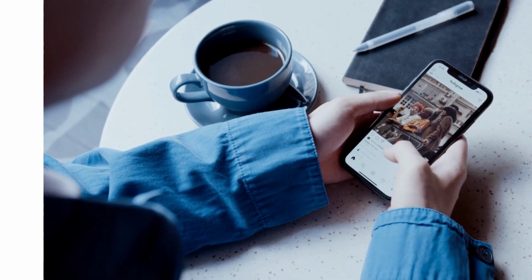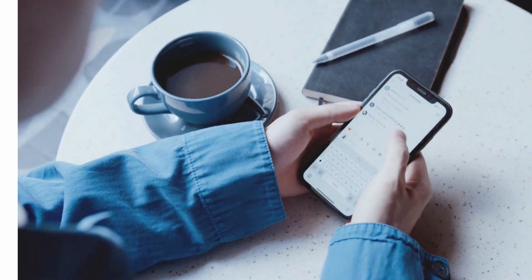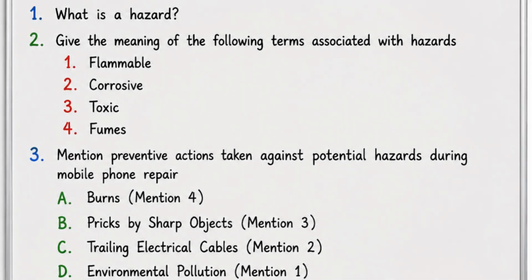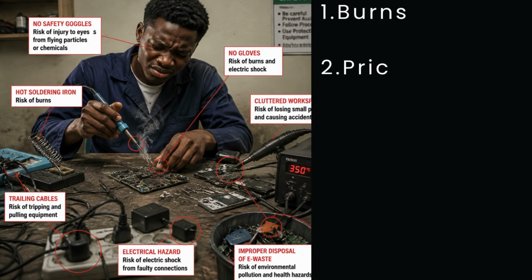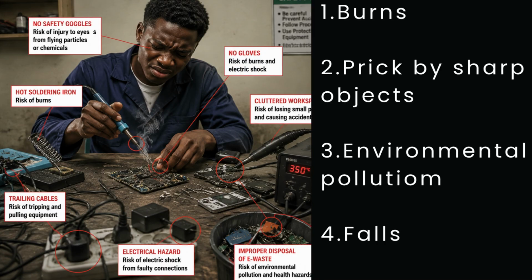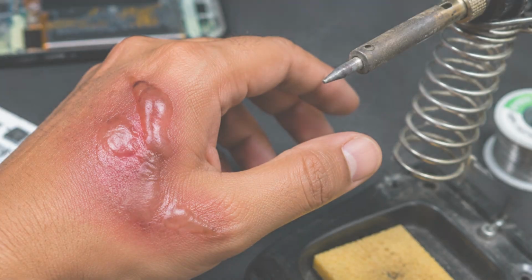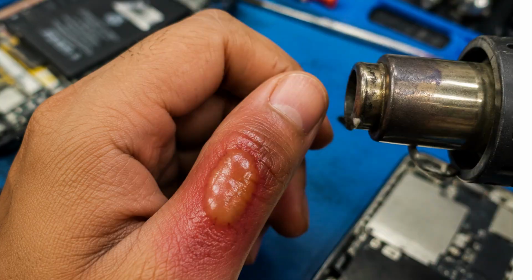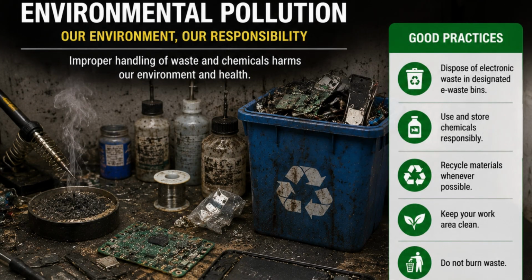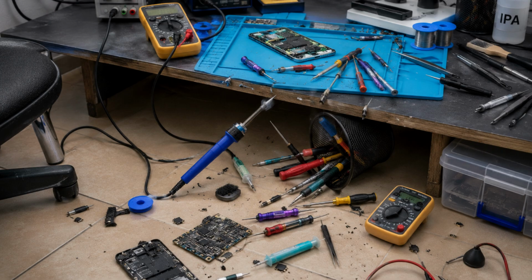Before we begin today's lesson, let's remind ourselves of what we learned in Topic 2, Potential Hazards During Mobile Phone Repair. In the previous lesson, we learned that repairing a mobile phone can expose a technician to different hazards if proper safety precautions are not followed. We discussed the following hazards: burns caused by hot soldering irons and hot air blowers, pricks from sharp tools and broken phone parts, environmental pollution caused by improper disposal of electronic waste, falls and accidents caused by poorly arranged tools or trailing cables.